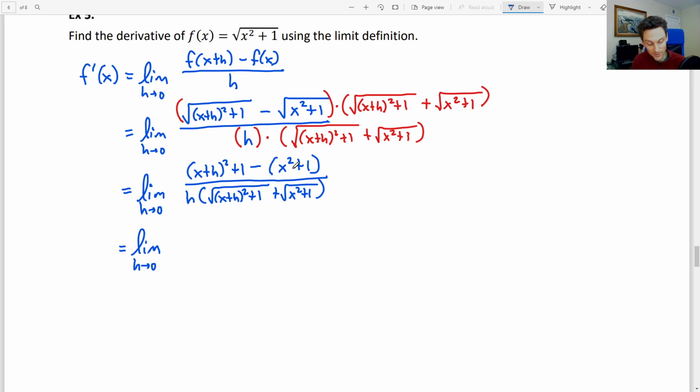Now we do have a need to expand on the top though, because we want to simplify the top so we can get a factor of h to cancel off this factor of h. So we'll expand the binomial. We'll distribute the negative. Leave the bottom alone.